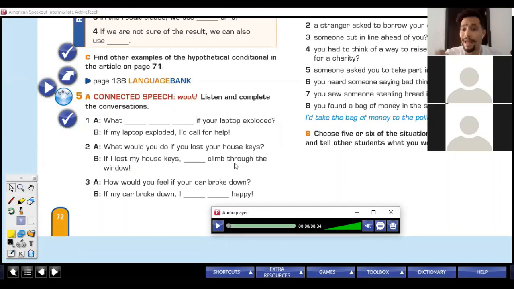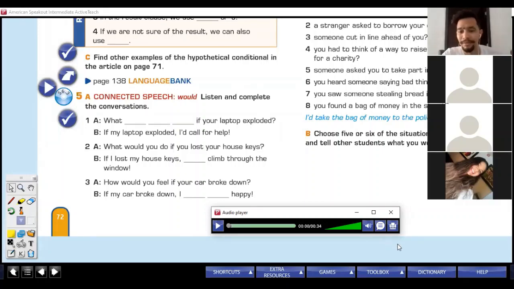All right, but this has the contraction, right? I'd climb. I mean, I would climb. Right? I would climb is contracted. Good. And how would you feel? I mean, sorry, number 3. I was going to read it. Number 3. Okay, Miss, go ahead.